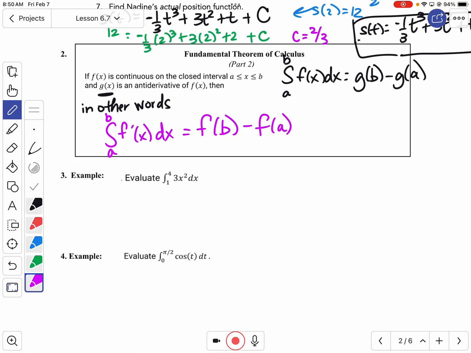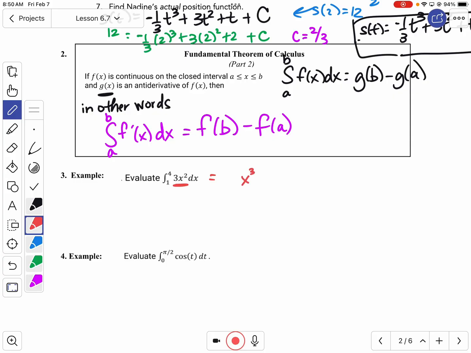So let's look at number 3. We'll look at it together. We'll do these first 2 together, and I'll let y'all practice. So it says evaluate the integral from 1 to 4 of 3x squared dx. The first thing we need to find is the antiderivative. In other words, what did I start with to get 3x squared?